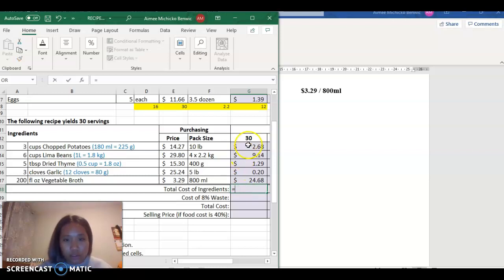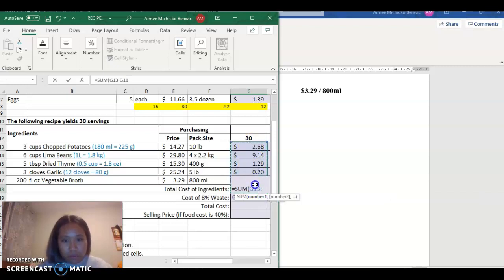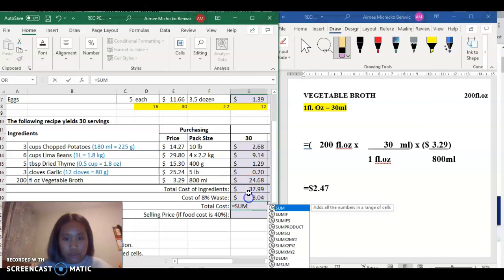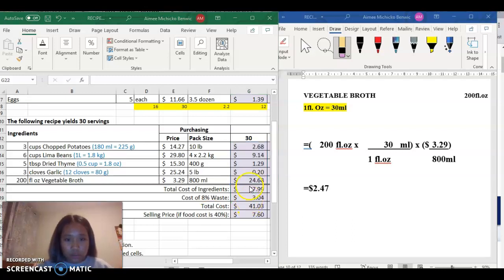So for the total cost of ingredients, we just have to sum it up. That's $37.99. For the cost of waste, the total cost multiplied by 0.08 gives us $3.04. For the total cost, we just have to add the total cost and the waste. That gives us $41, and then the selling price is $7.60.